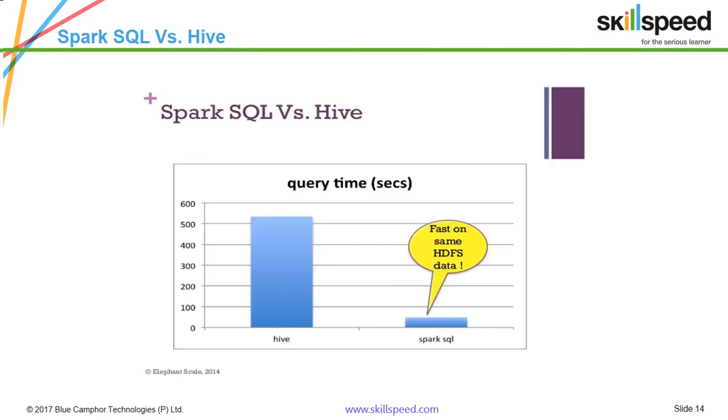Now this is the most important difference between SparkSQL and Hive. If you look at a Hive query, and say for example the Hive query takes somewhere around 500 seconds to complete, the same query in SparkSQL can be done in less than 10 seconds. So SparkSQL is amazingly fast, and you will see that when we start the hands-on.